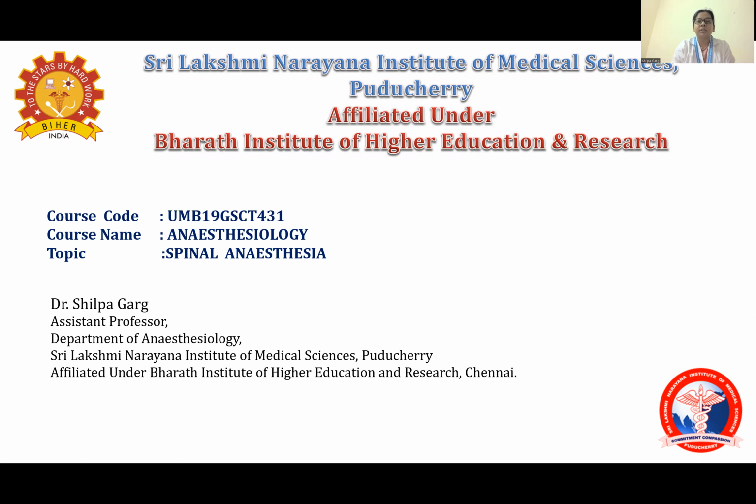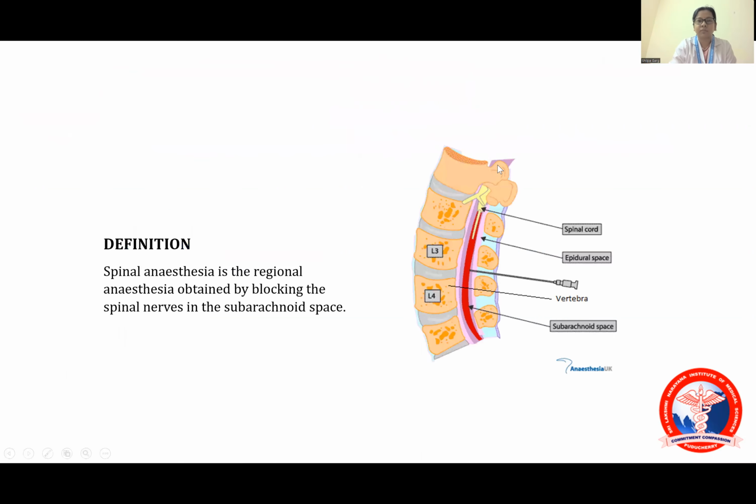Today, we are going to discuss a class. Topic is spinal anesthesia. First of all, what is spinal anesthesia? Spinal anesthesia is the regional anesthesia which is obtained by blocking the spinal nerves in the subarachnoid space. As you can see in the picture, this is a basic picture of spinal cord showing the subarachnoid space in which the needle is entering, through which we administer spinal anesthesia in simple words.